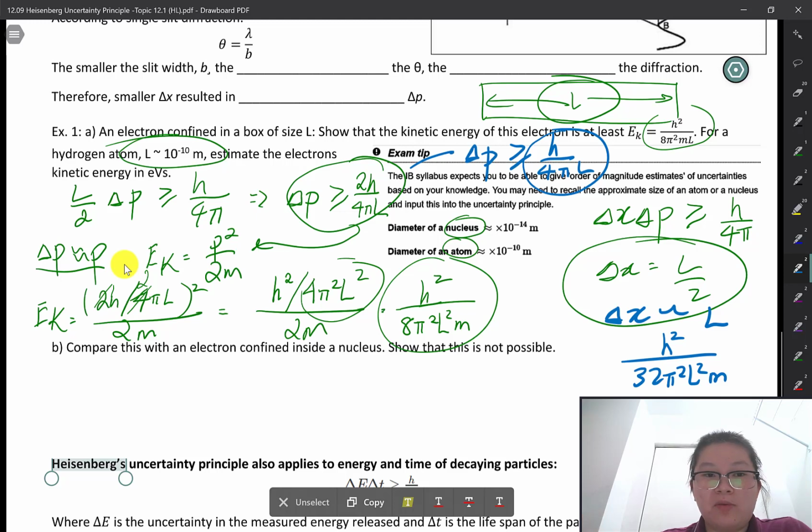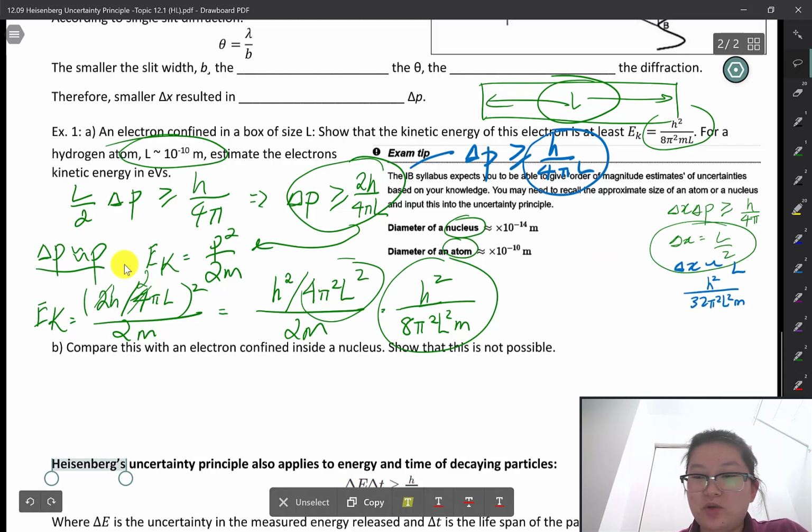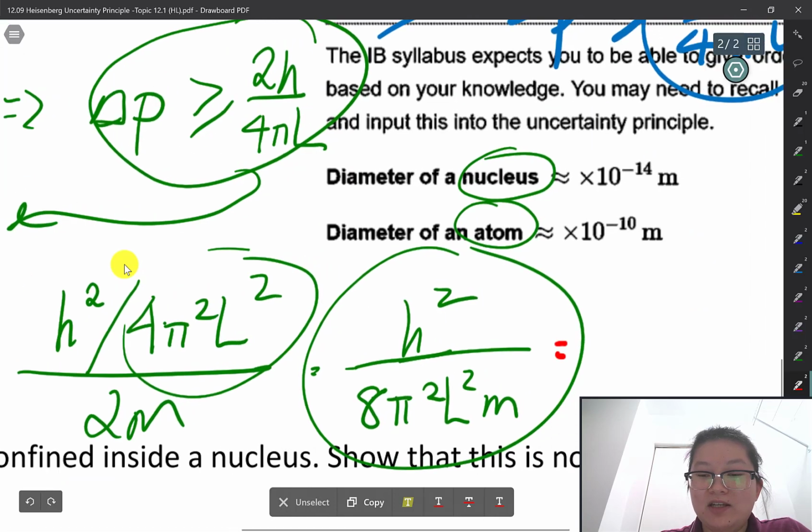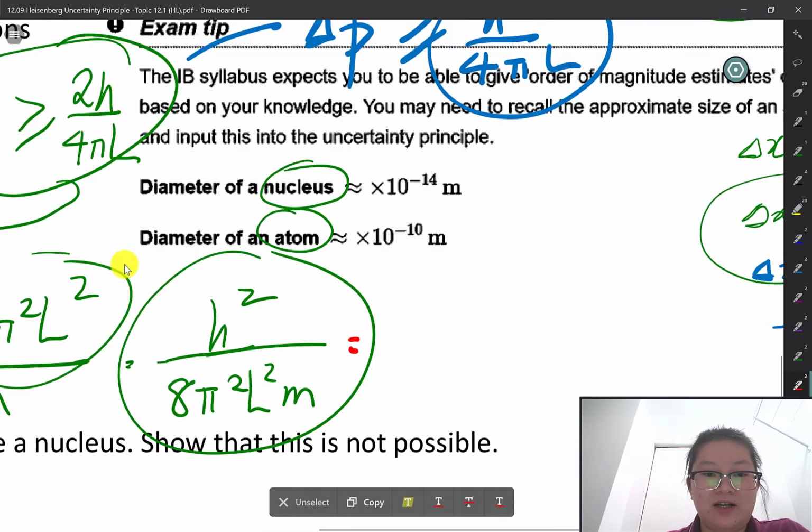Anyhow, we should probably solve this over here, which was basically what we wanted to do, to estimate the electron's kinetic energy in electron volts. We're running a little bit out of space, so I made that over there smaller so we can have a little more space. I'm going to do the remaining here in red.